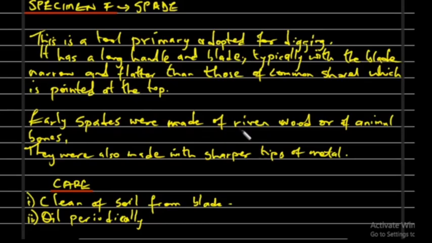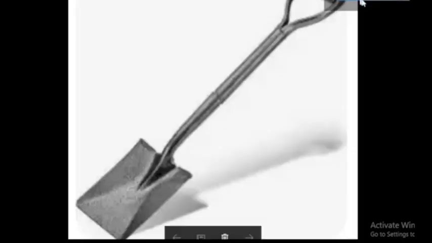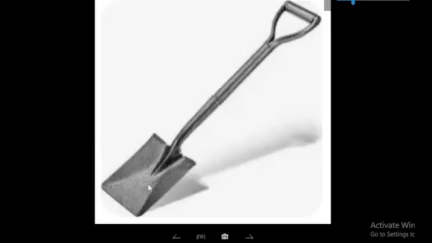Early spades were made of raven wood or animal bones. Yes, that is what the early spades were made of, either raven wood or animal bones, and they were also made with sharper tips of metal. The care of this particular instrument is like that of the cutlass, where you clean off the soil from the blade and you oil periodically. So this is what this spade looks like. You can see the picture in this diagram. That is what the spade looks like.